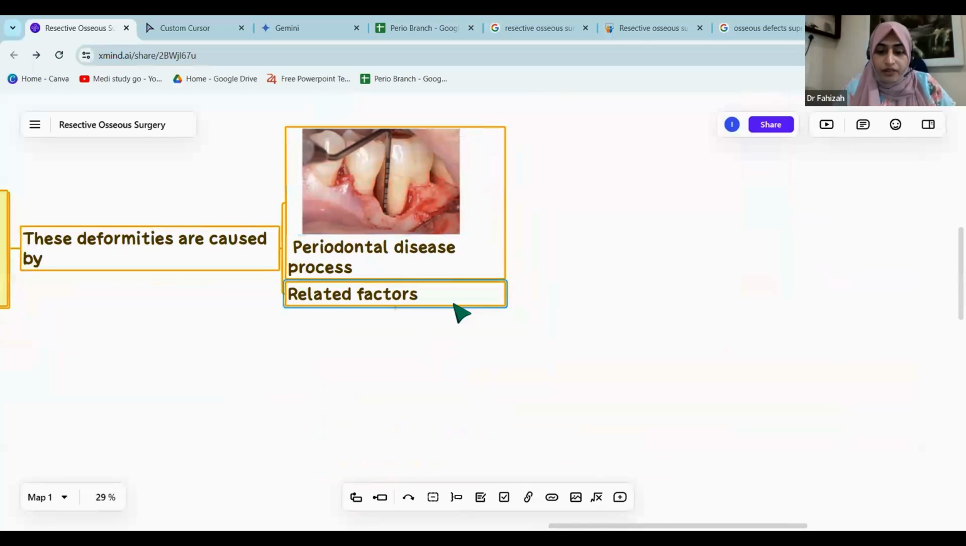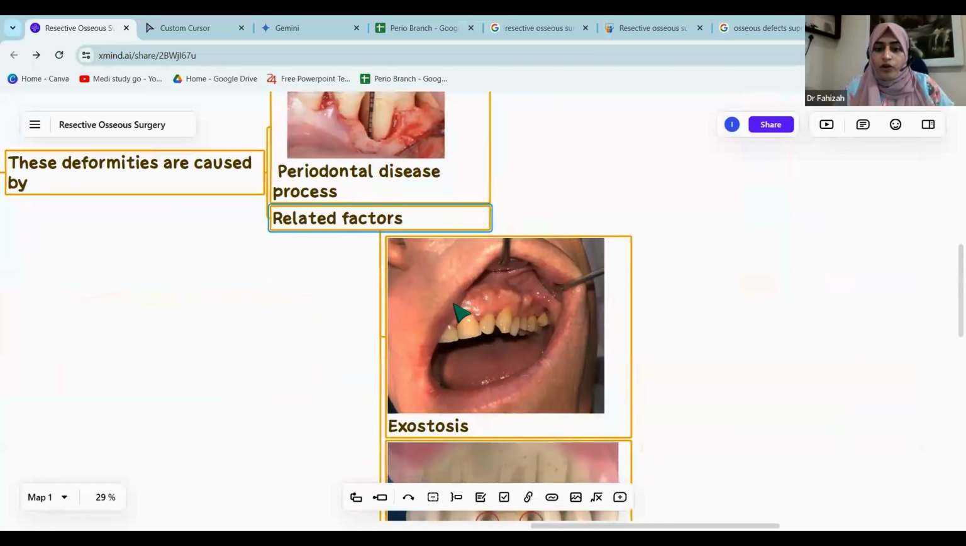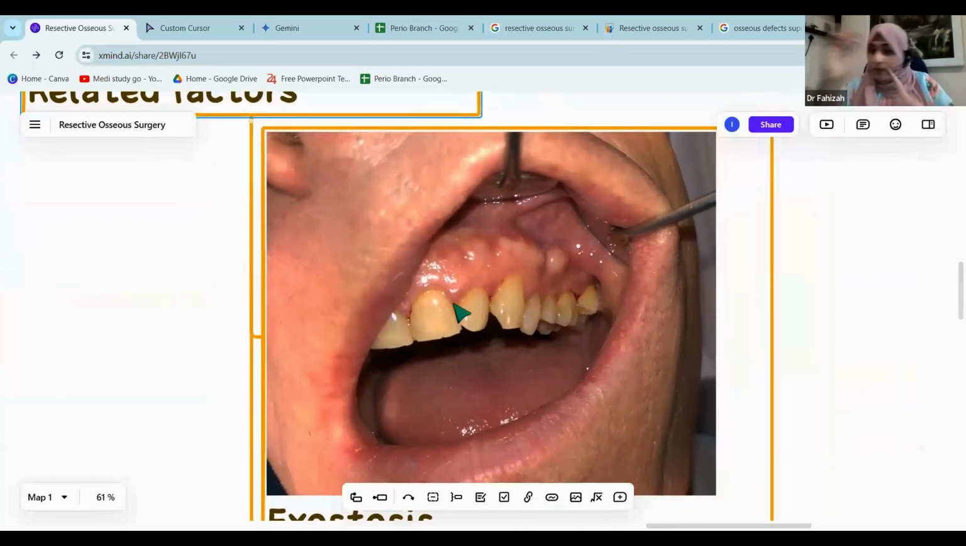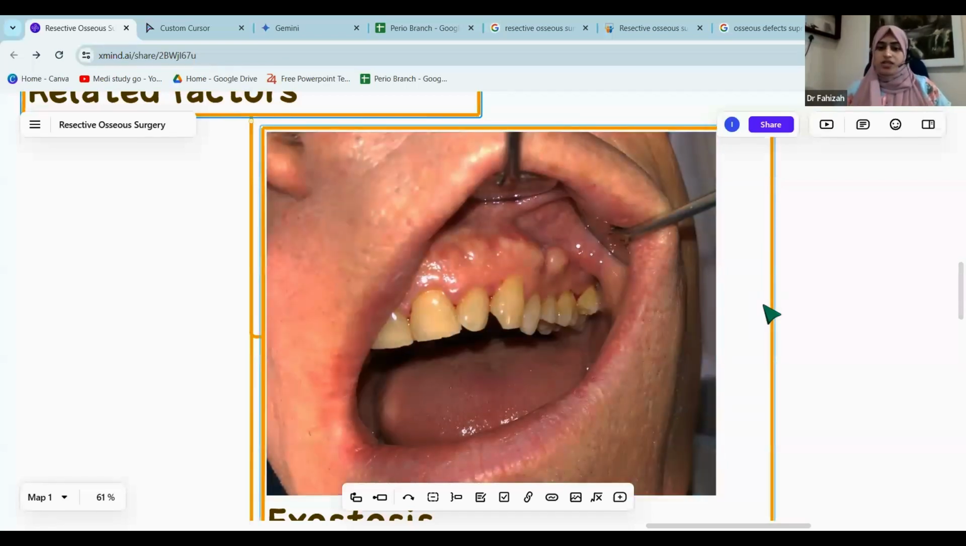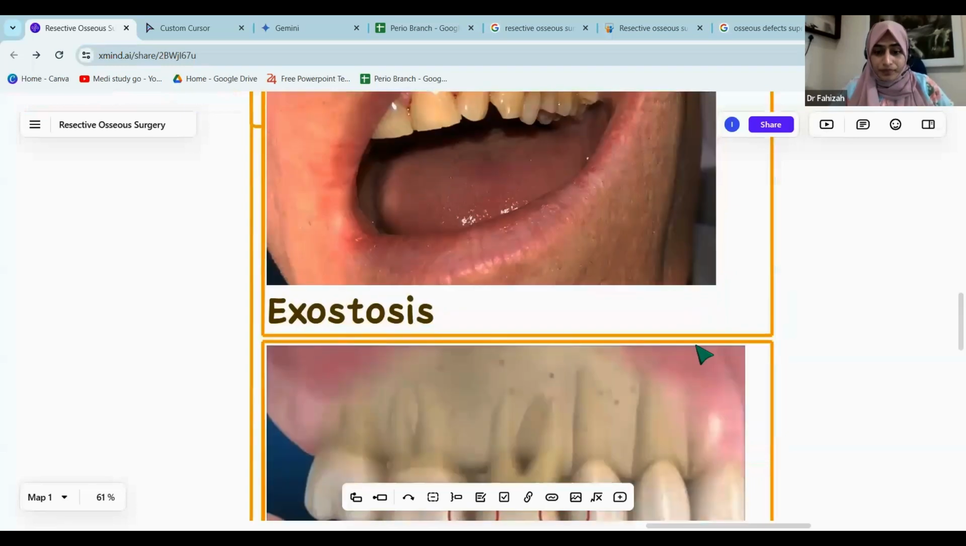Now, if you talk about other related factors, you have exostosis. Coming back to the case which we saw, the bony protuberance outside, exactly that over here. Okay, so it can be happening in the mandible as well as maxilla. So this is a maxillary picture. So this is called maxillary exostosis, but it can happen in the mandible as well.